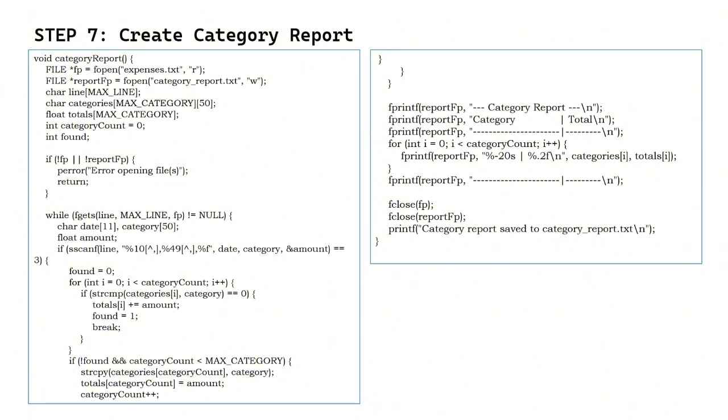Step 7. Create category report. This function opens expenses.txt to read and category_report.txt to write. It reads each expense, tracks the total amount spent per category, and then writes a formatted report of category totals to the category_report.txt file.